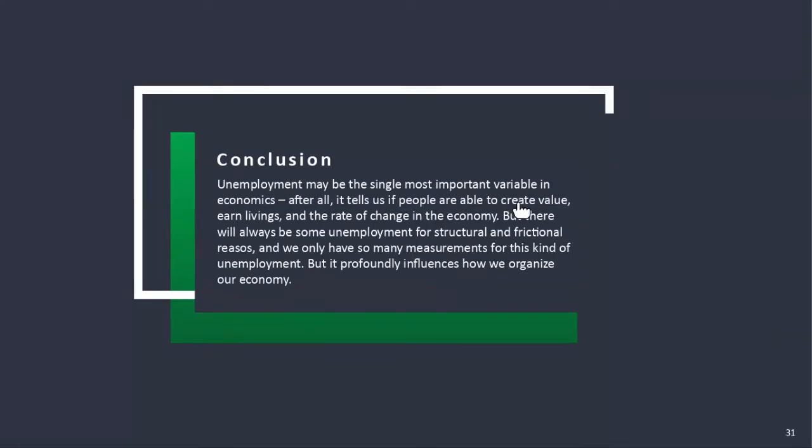In conclusion, unemployment may be the single most important variable in economics. After all, it tells us if people are able to create value, earn livings, and the rate of change in the economy. But there will always be some unemployment for structural and frictional reasons, and we only have so many measurements for this kind of unemployment. But it profoundly influences how we organize our economy, so it's important we consider unemployment at all times. And it poses a fascinating question to us. What determines if an economy is healthy or successful or doing well? Is it the income of people that have jobs, or is it the amount of people that have jobs of decent income? These are questions that this chapter poses.